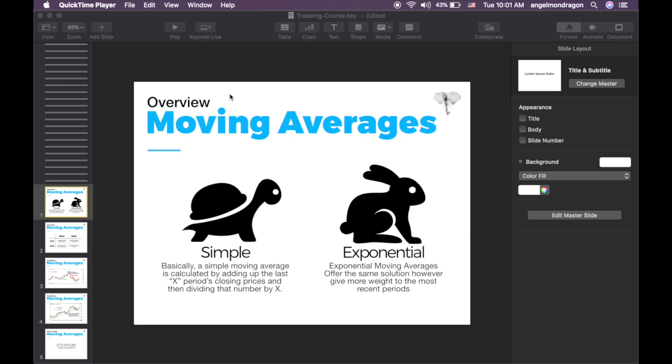Let's just dive right into it. Alright, so moving averages, they're really simple. We've got various different types of moving averages. We'll go over the two more commonly used ones: a simple moving average and an exponential moving average.